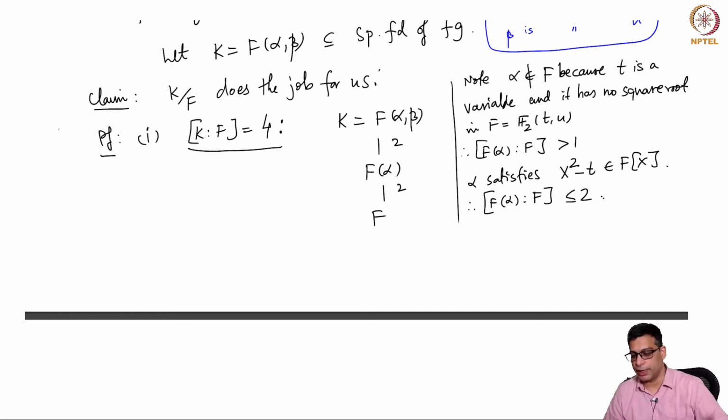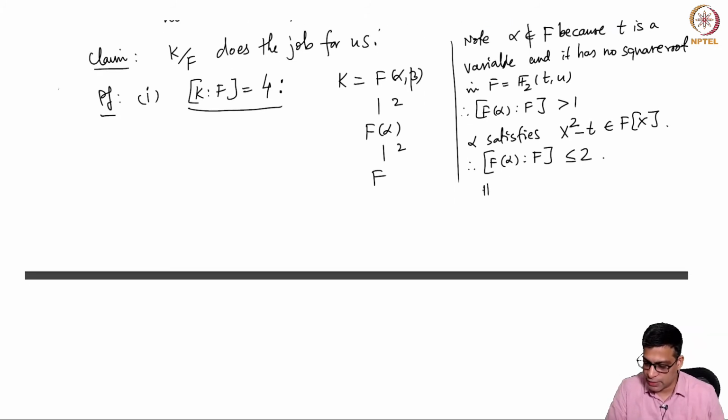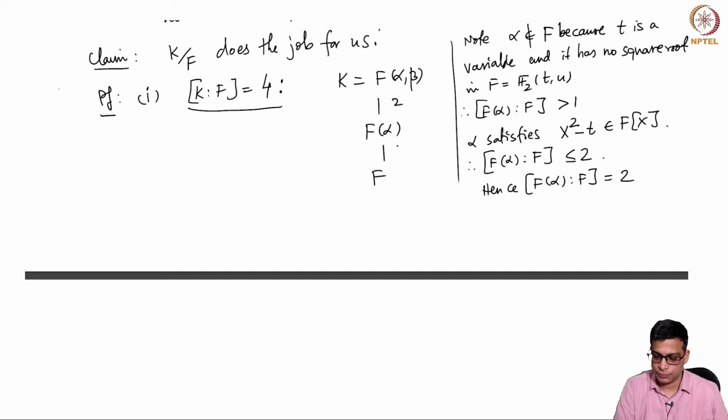Because it satisfies a degree 2 polynomial, its degree of alpha is at most 2. Maybe it satisfies a linear polynomial also, in which case the degree will be 1, but it does not. So hence, this is 2.